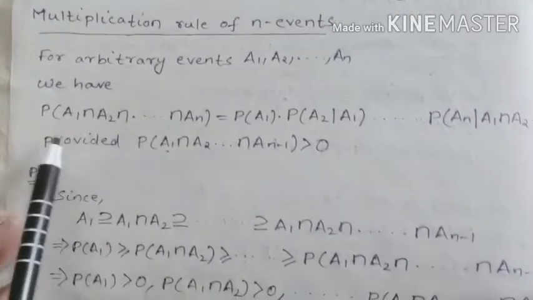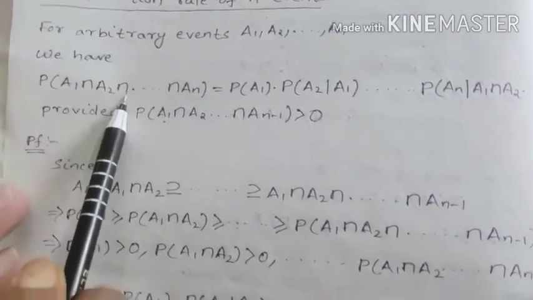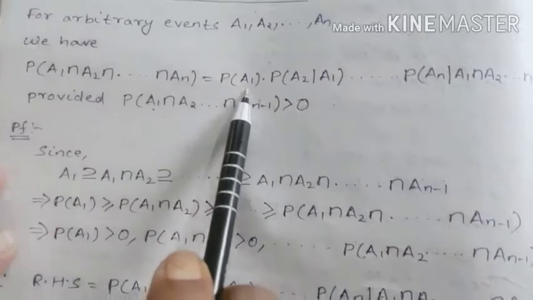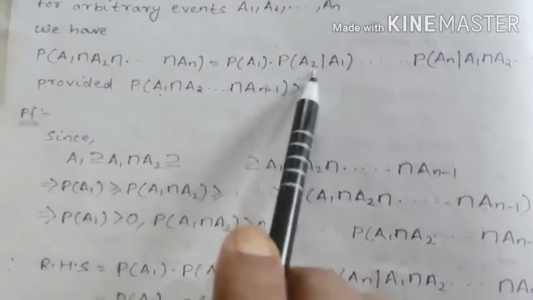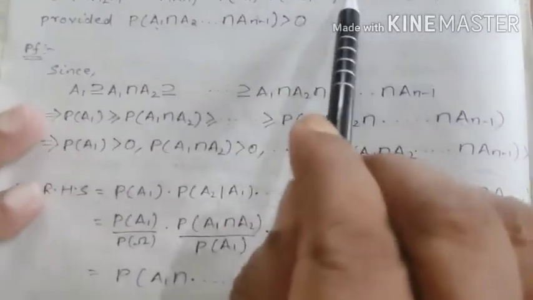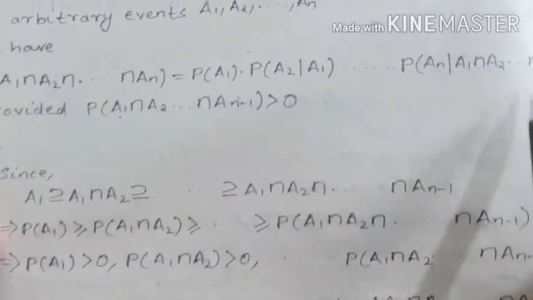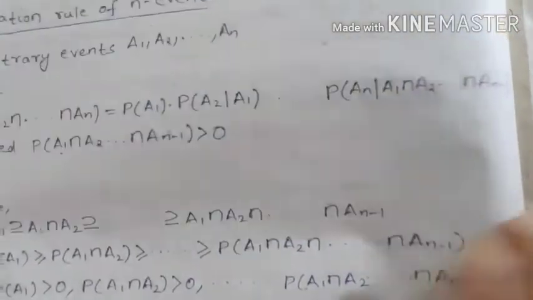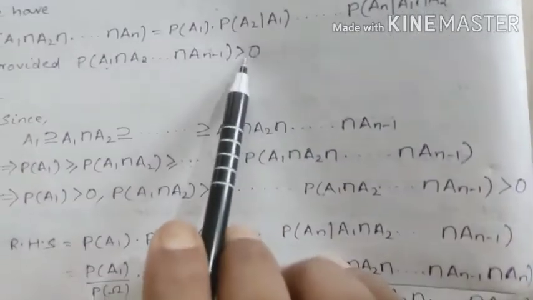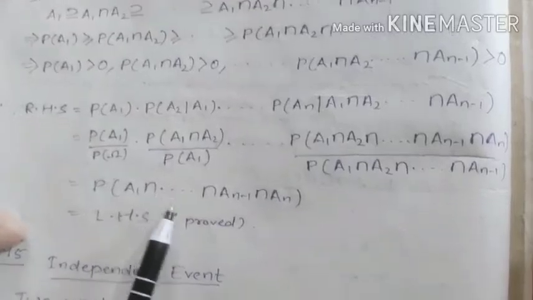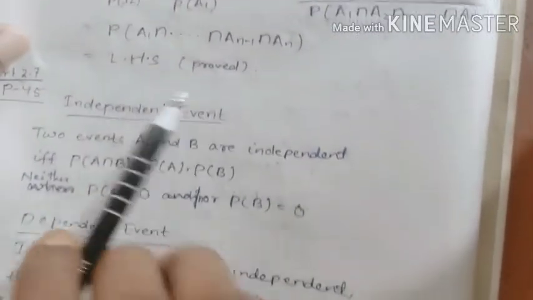Multiplication rule of n events. Exactly, P(A1 ∩ A2 ∩ ... ∩ An) = P(A1) × P(A2|A1) × P(A3|A1 ∩ A2) and so on, up to P(An|A1 ∩ A2 ∩ ... ∩ An-1), provided this is not equal to 0, that means greater than 0. A very easy example, and by using the method of induction it can be proved.